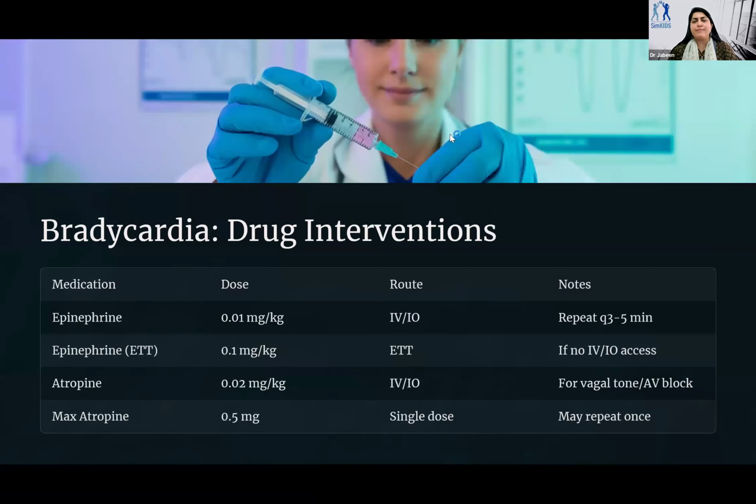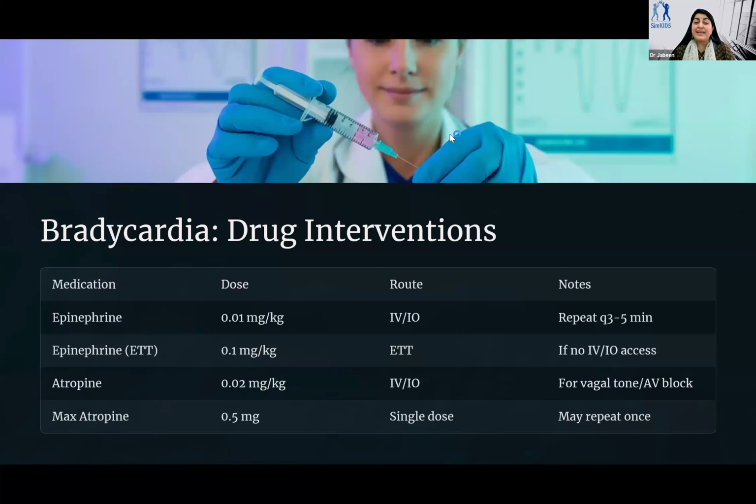Atropine is now not recommended as a routine, but if you are suspecting vagal stimulation, for example, you are intubating and during intubation the patient becomes bradycardic, then you can use atropine because you are suspecting a vagal activation, and atropine may be a good choice of medication. But otherwise epinephrine is the first line, mostly used. The doses are different for IV, IO, and for ET tube.